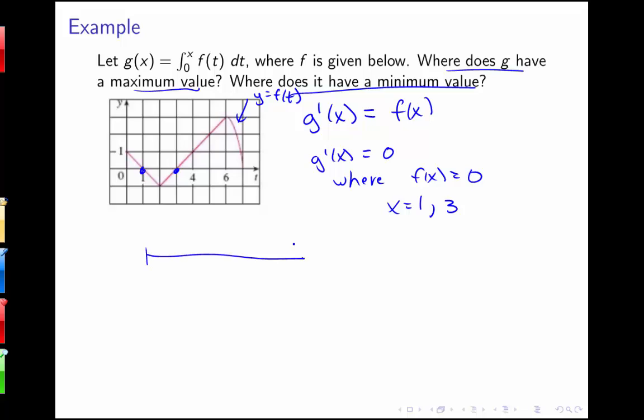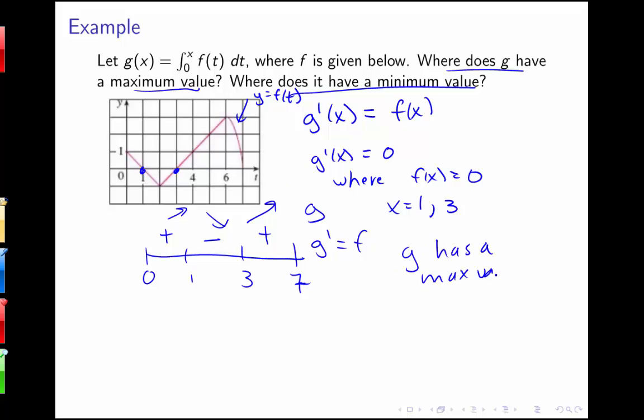So if we go to make a sign chart here, we're going from 0 to 7, and we've got 1 and 3 on here. And this is for g prime, which is equal to f. So my sign of g prime between 0 and 1 is positive because f is positive there. Between 1 and 3, the sign is negative because f is negative. And between 3 and 7, the sign is positive. So this tells me that g is increasing, decreasing, and then increasing. So g has a max value at x equals 1.